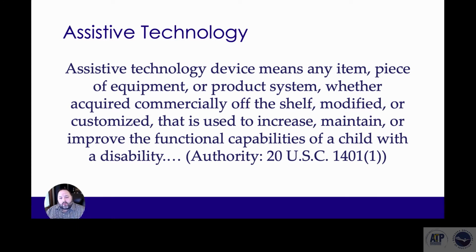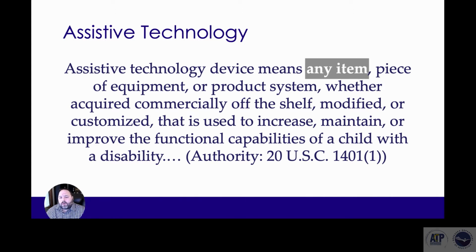So when we start looking at this definition, it is sometimes a little ambiguous as to what it means. So let's break it down into some of the key components. The first area that we need to focus on is an assistive technology device means any item. This is crucial because it's absolutely important. Assistive technology can literally be anything, as long as it allows an individual to do something that they could not otherwise do. That's part of the definition.